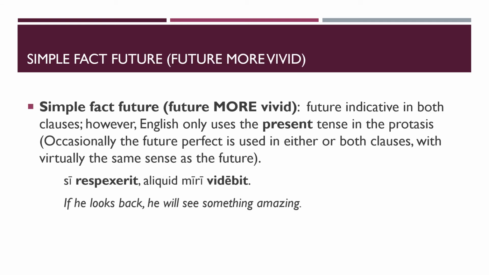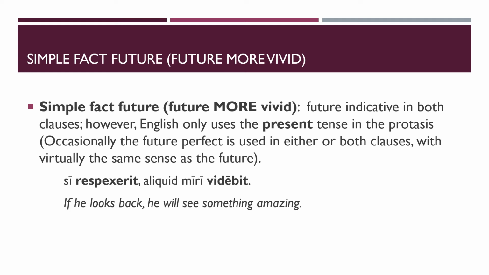And now we get to the simple fact future. So I think you get what's going on. Simple fact present, using present tense. Simple fact past, using past tense. Simple fact future, you're using future tense or future perfect in the protasis. But when you translate, like I've said before, you never use future or future perfect in the protasis. You're going to substitute that for a present tense verb.